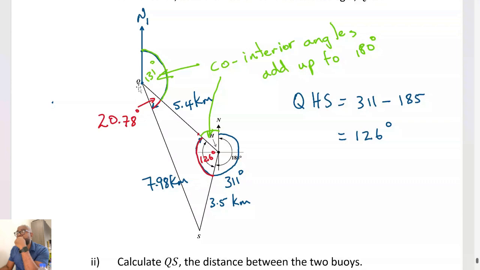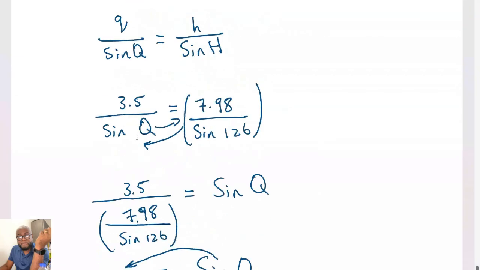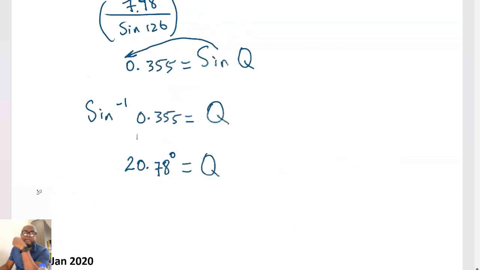What's the bearing of S from Q? Talk to me. 131 plus 20.78, which will be 152.1. Right. So therefore, the bearing.